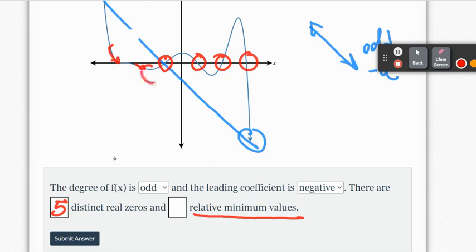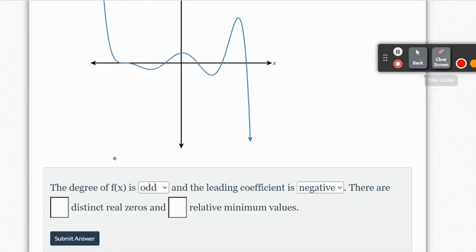Then right here, we do get a minimum. Everything shouldn't be red, let's do that. Right here, we have a minimum because it goes decreasing to increasing. And then right here, it goes decreasing to increasing. So there are only two relative minimum values for this problem, with our five distinct real zeros. Okay?